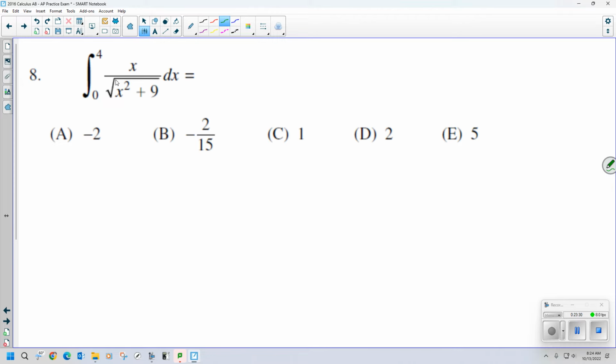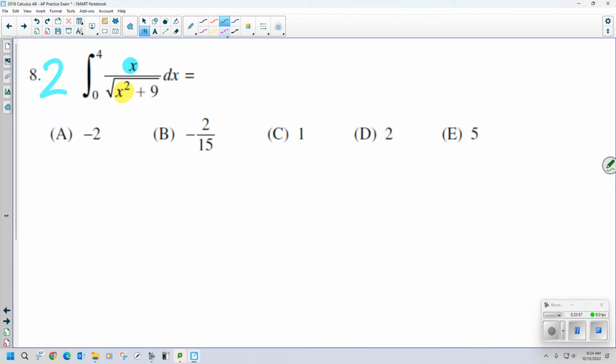All right? So what we're going to have to do is u sub. Right now, I'm looking and I'm saying I see x squared. I know the derivative of x squared is 2x. So any constant I have is going to end up going on the outside. But I'm going to be able to get rid of that x because it's the derivative of x squared with my 2. It's 2x.